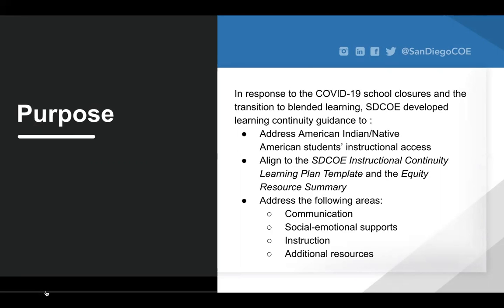Our goal is to share how you can use the instructional continuity document to improve educational outcomes in distance and hybrid learning contexts, to address the instructional needs of American Indian Native American students, and to align this work to the SDCOE Instructional Continuity Learning Plan template, as well as the Equity Resource Summary. To do this, we will address the following areas: communication, social emotional supports, instruction, and resources.